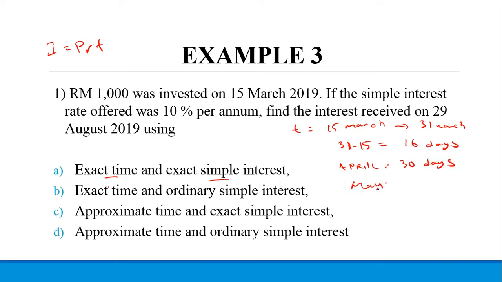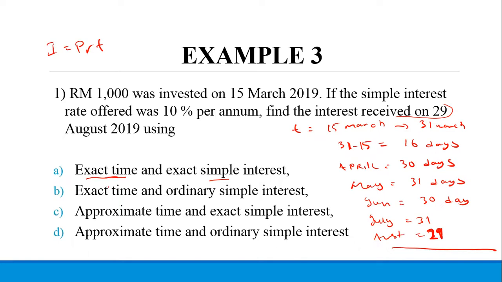And then May, you have 31 days, and then June, you have 30 days, using the calendar because it is exact time. July, you have 31. August 31, but we receive on 29 August, so you have 29, starting 1 August until 29. So if I calculate this one, 16 plus 30 plus 31 plus 30 plus 31 plus 29, you have 137 days.